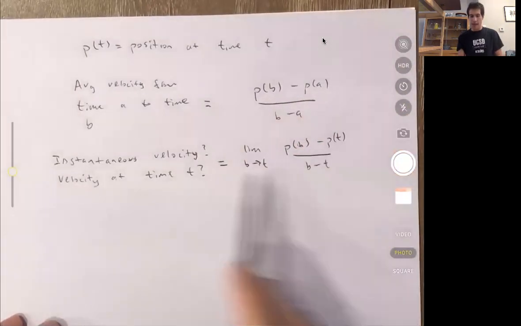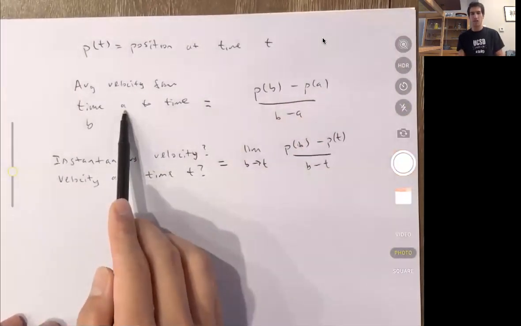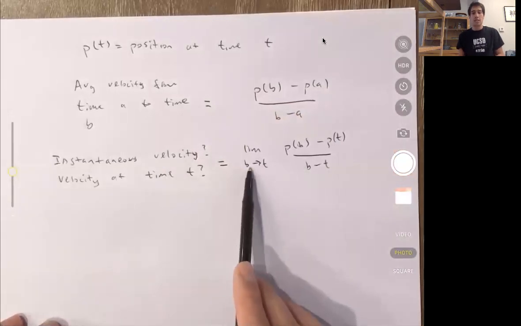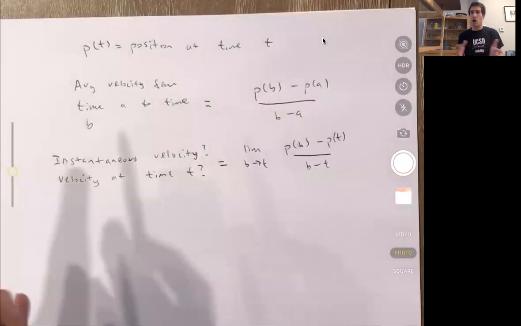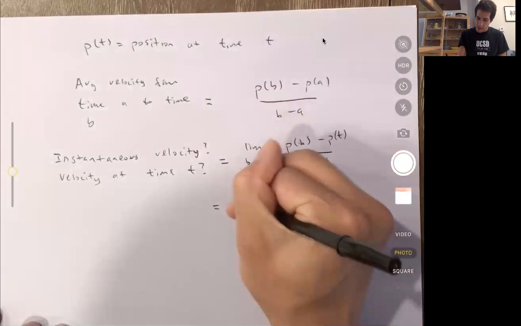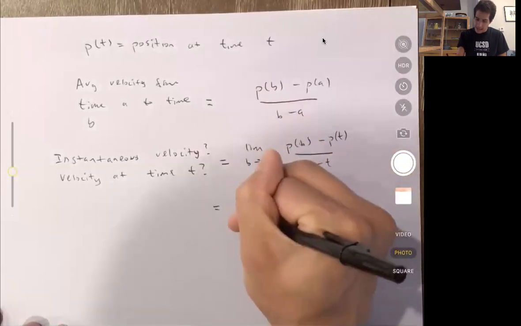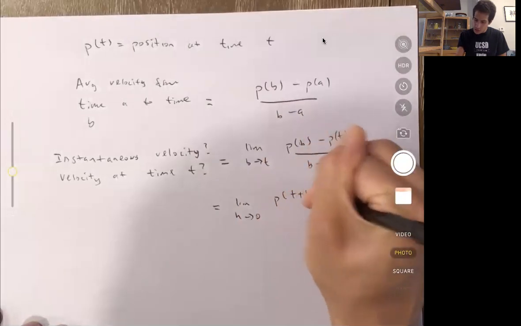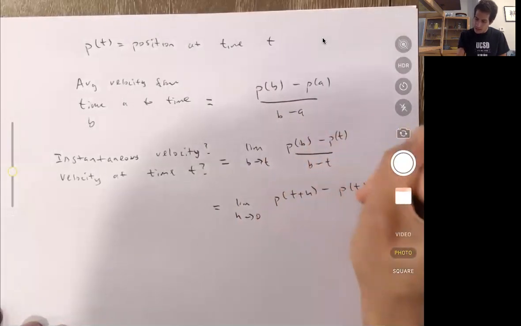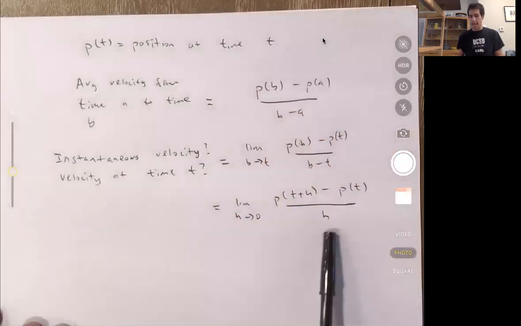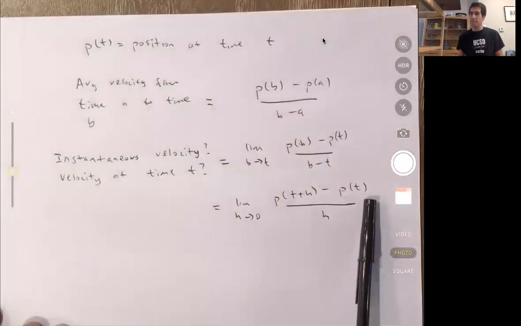Here you can think of the starting point as time t, and the ending point is close to t. So the ending point is getting arbitrarily close to t. Another way to write this is the limit as h goes to 0 of p of t plus h minus p of t, divided by h. So notice h is t plus h minus t.